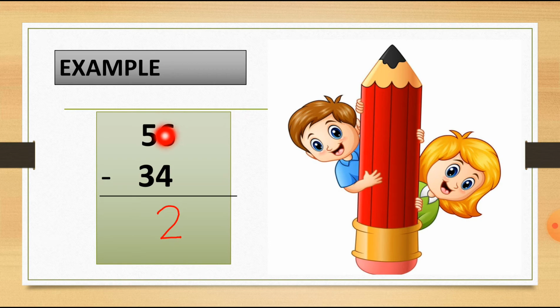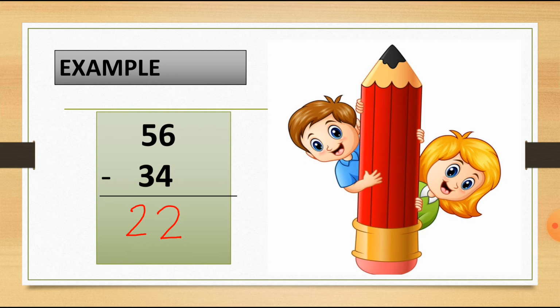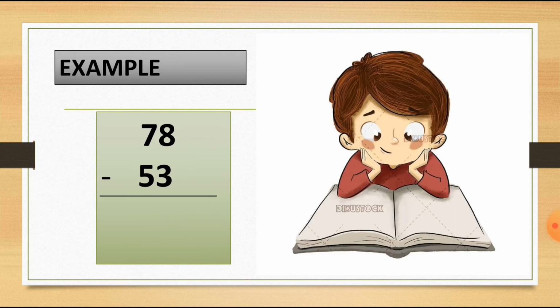And here is the tens column, 5 minus 3. So how much, students? 5 minus 3 is equal to 2. So here is our answer, 22, and you can call this the difference of this 56 and 34. So the difference of these two numbers is equal to 22. Hope you understood this. Here is one more example for you, and here you can see, check the ones column if this sum needs regrouping or not.